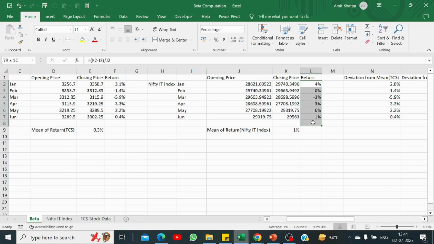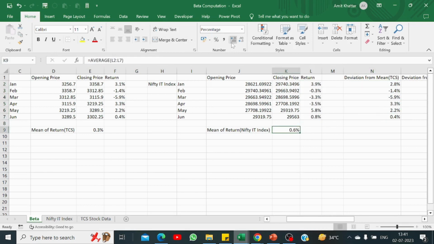I'll just increase on one decimal. Yeah. So this becomes a lot more clear. Also over here, I've got the respective returns, right?